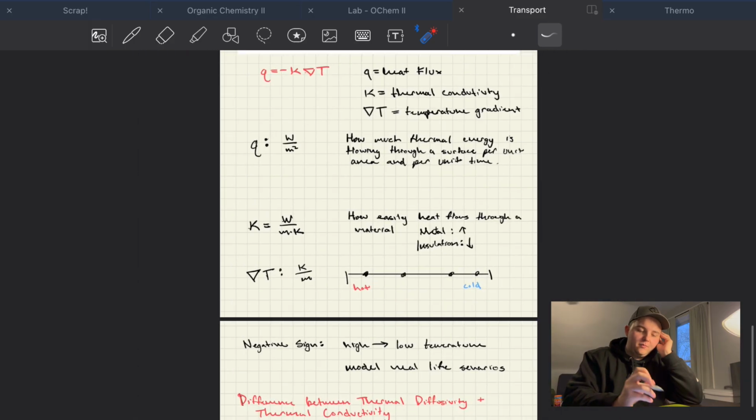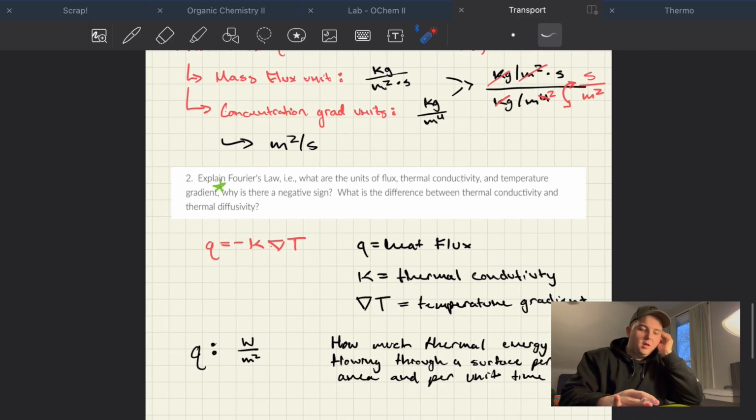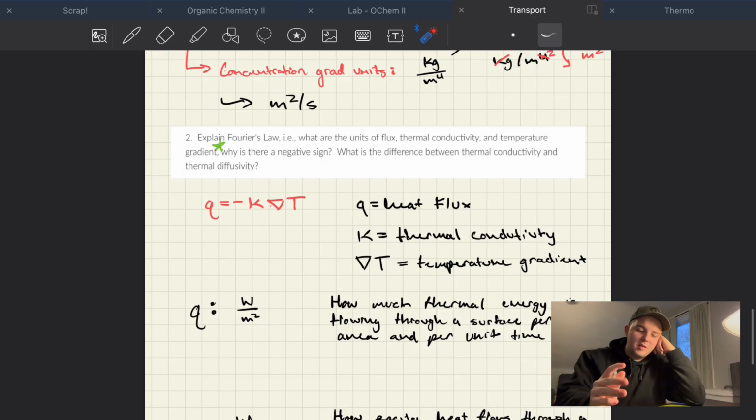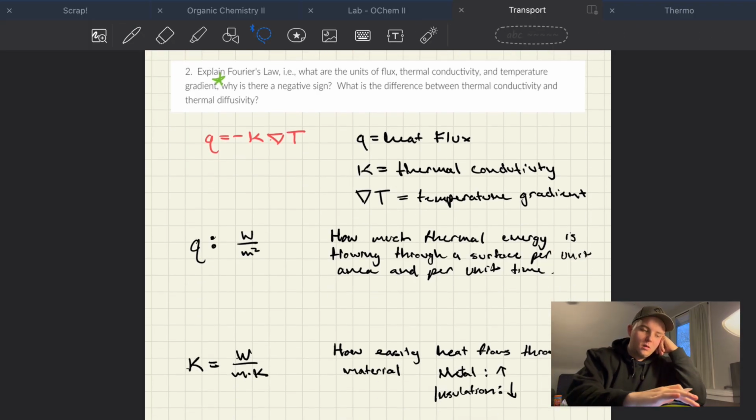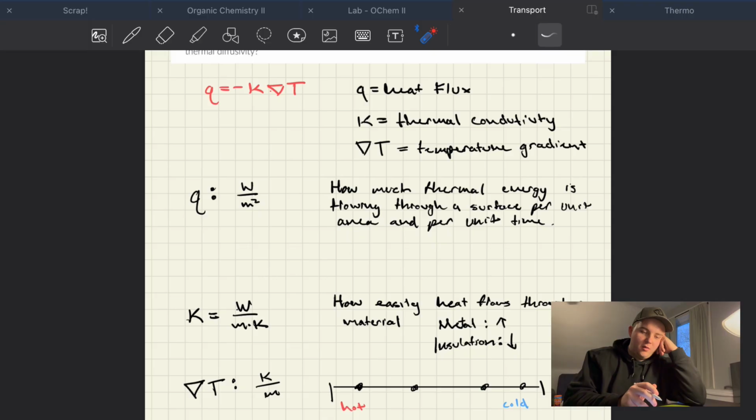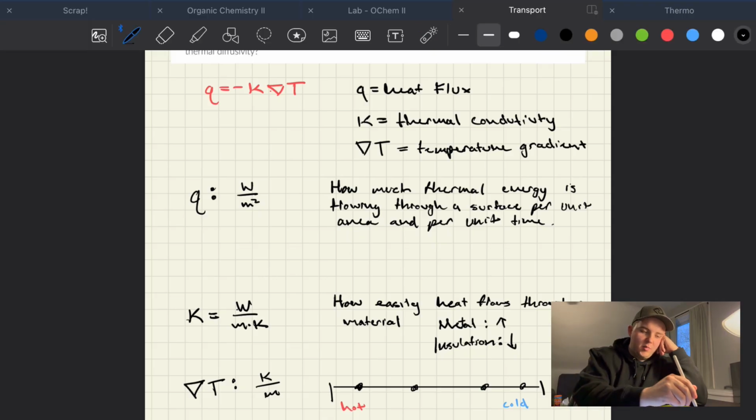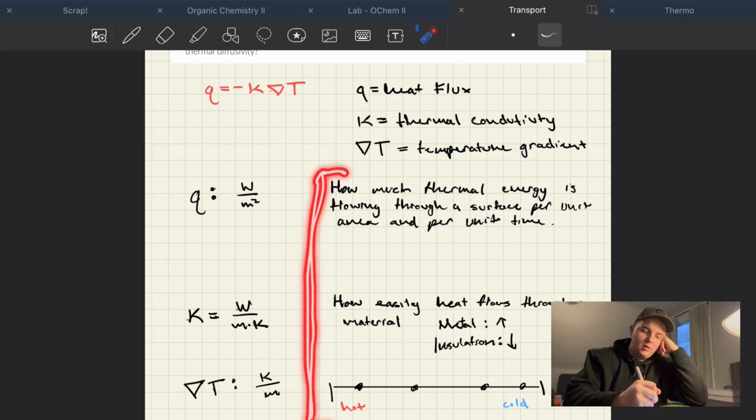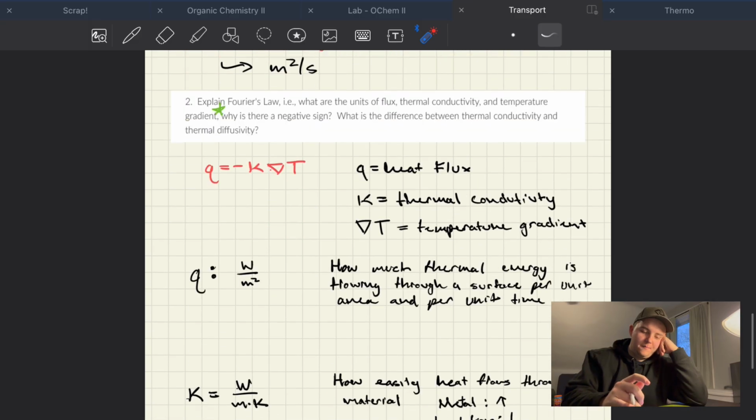Looking at this here, let's do a whole review and then we'll talk about it. So explain Fourier's law. Here's Fourier's law, where we have heat flux is equal to negative thermal conductivity times the temperature gradient. And then we went through them step by step, talking about heat flux is watts per meter squared. Thermal conductivity is watts per meter Kelvin, and the temperature gradient is Kelvin per meter. And we stepped through what each means, kind of.